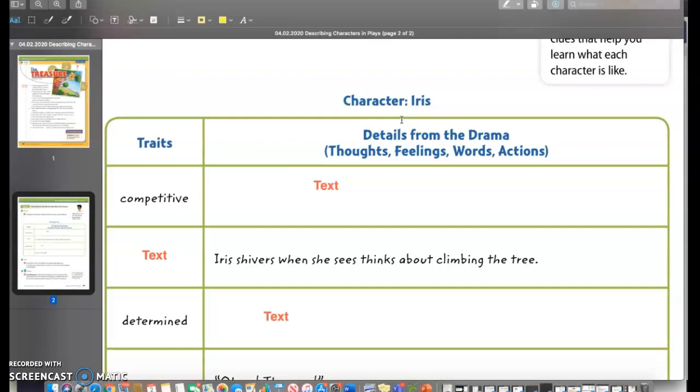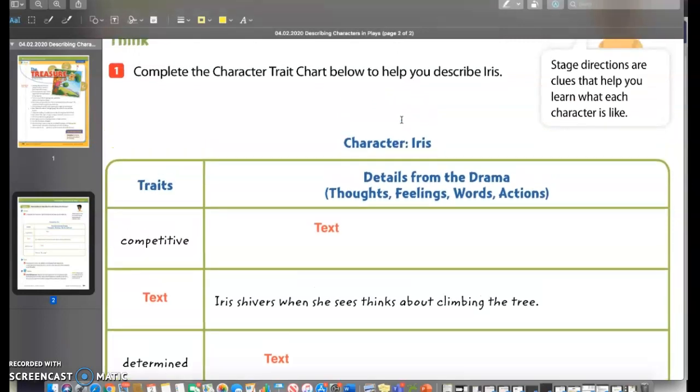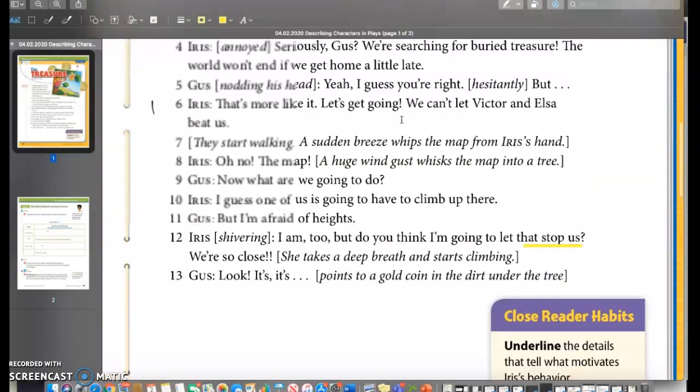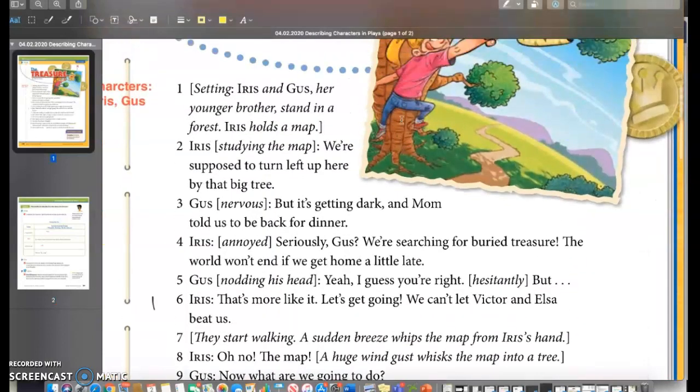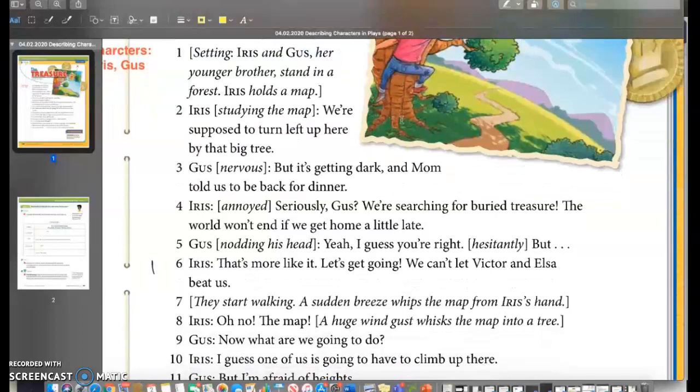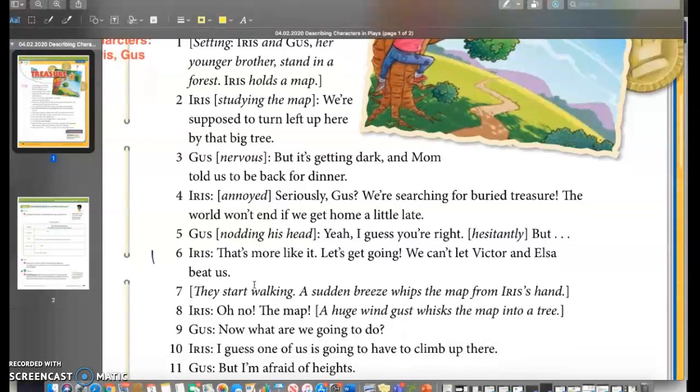However, we have to find the motivation behind why she's competitive. Why are we saying that she's competitive? So I want to go back, because when I was glancing over and actually reading the text, I said, we already know they're kind of on a hunt for something. But then I have to understand why it is saying that Iris is competitive.